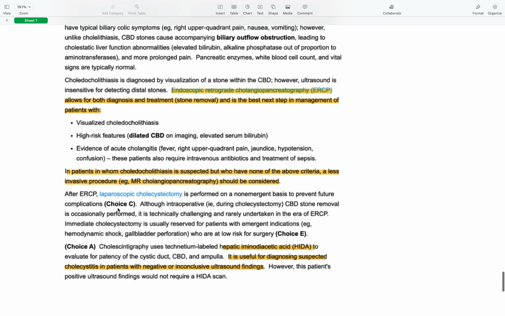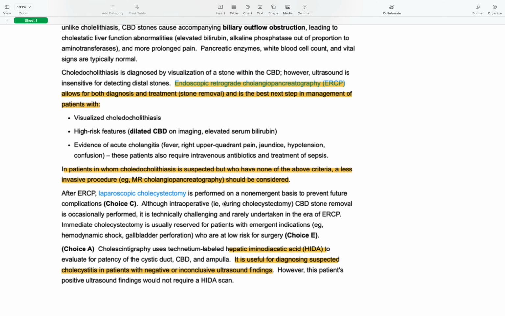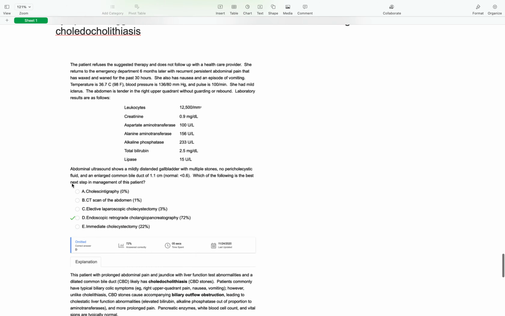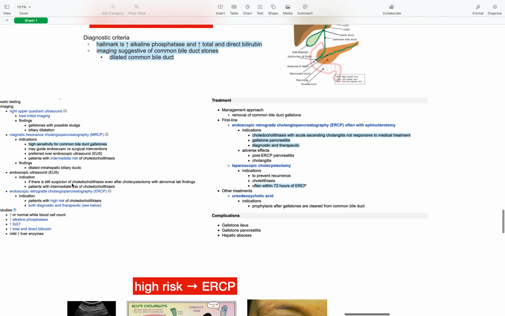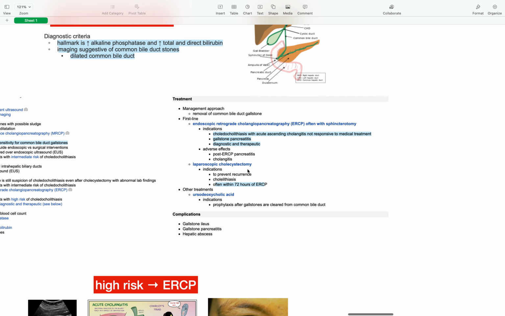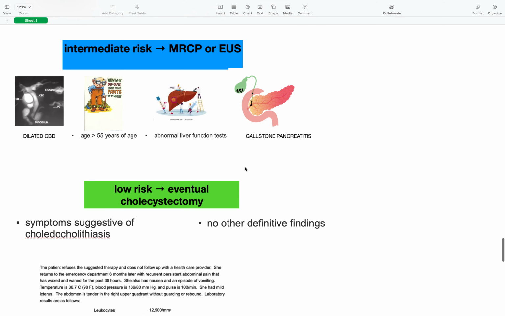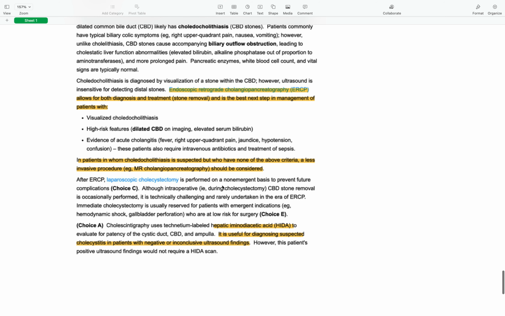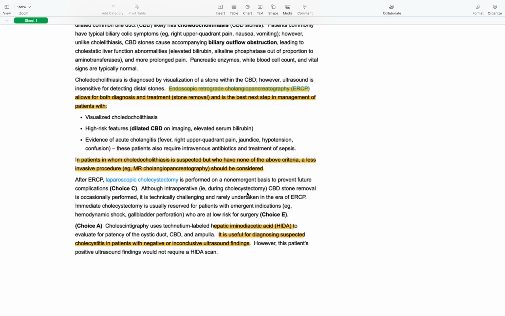After ERCP, laparoscopic cholecystectomy is performed on a non-emergent basis to prevent further complications. This is what we have told, right? So when you do an ERCP, within 72 hours, you go for a laparoscopic cholecystectomy. Why? Because we want to prevent recurrence, okay? Intraoperatively, during cholecystectomy, CBD stone removal is occasionally performed. It is technically challenging and rarely undertaken in the era of ERCP. Okay, so we don't do that anymore.